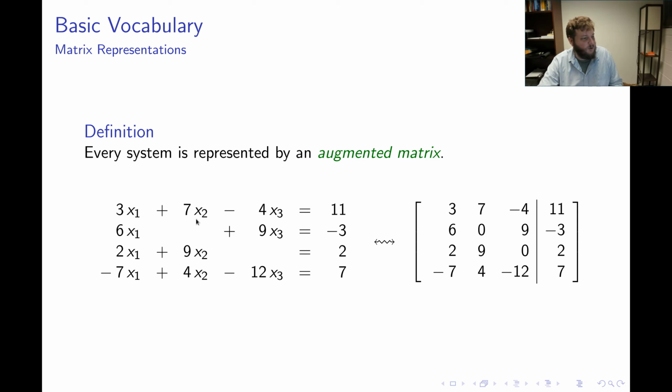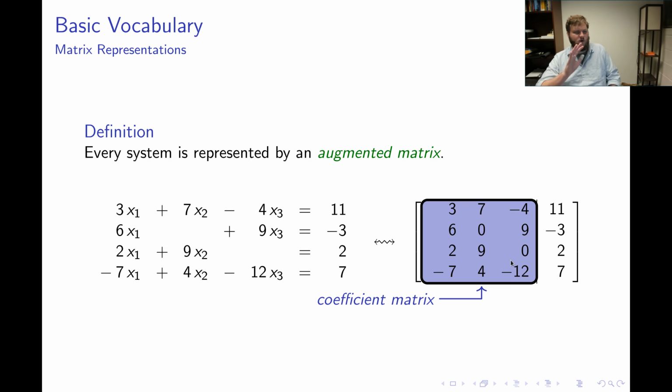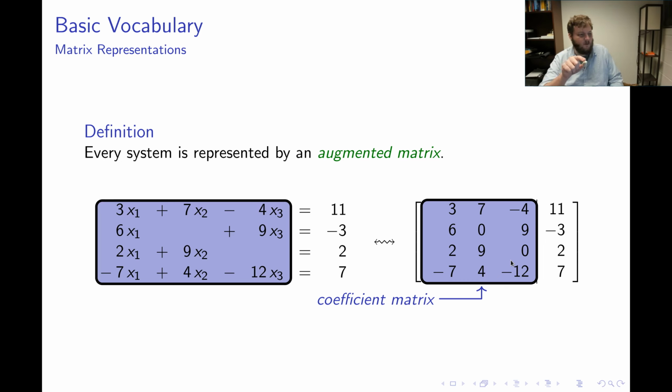The second column will organize the coefficients of x2. That would be 7 and then 0 because there is no x2 in the second equation, 9 and 4. So that's my second column here. And then the third column of this augmented matrix gives me the coefficients of the third variable. In this case, that would be 4, 9, 0, and then -4, 9, 0, and -12. So the first part of the augmented matrix representing a system is organizing all of the coefficients of all of the variables in the system. I like to call this the coefficient matrix.